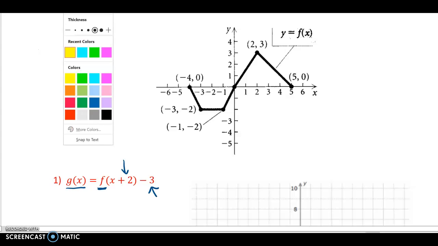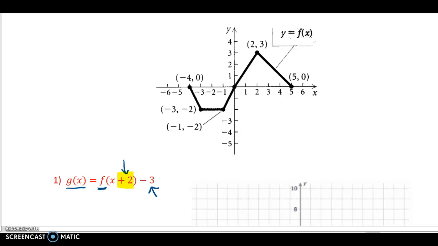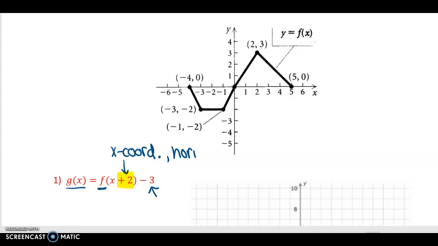So first thing we're going to look at is the plus 2. First, you want to ask yourself, is this going to affect the x coordinates or the y coordinates? Meaning, is it a horizontal or a vertical transformation? And anything that is directly attached to the x, it's x plus 2, is going to affect the x coordinates, which makes it a horizontal transformation of some sort. Okay, versus if it's attached to the function as a whole.